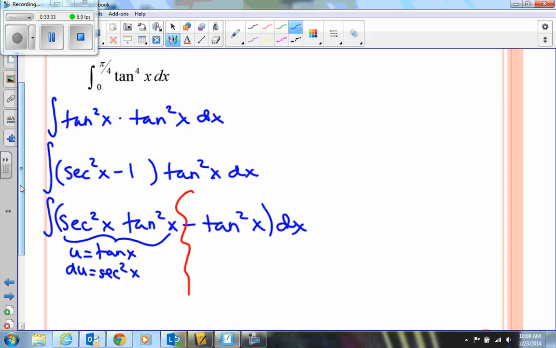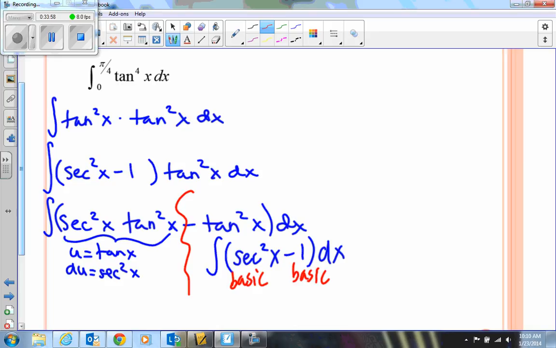And then over here, I'm going to have to do something else now. I'm going to rewrite tan squared as what again? Secant squared x minus 1. Why would I do that? This one is just a basic. And this one is just a basic. Do you agree?